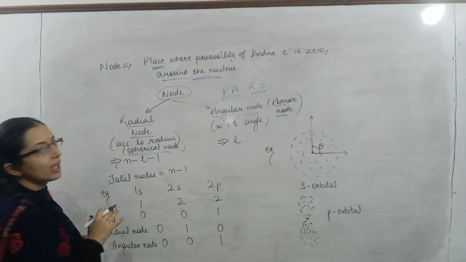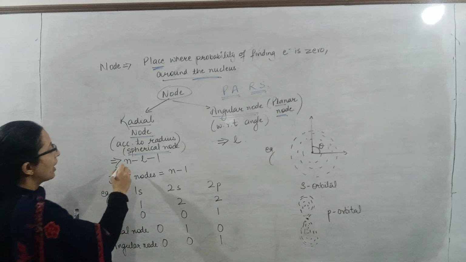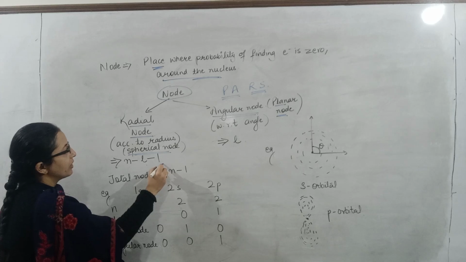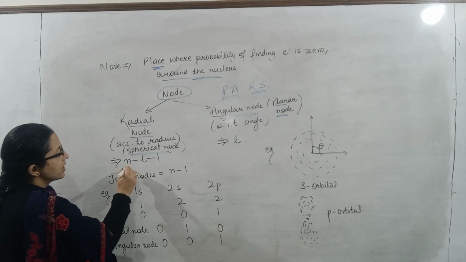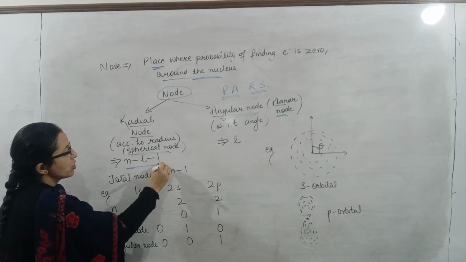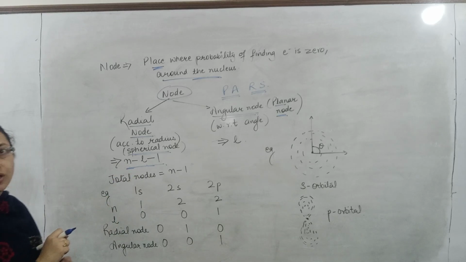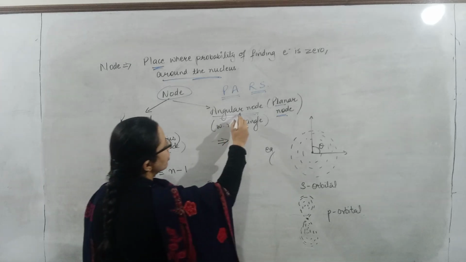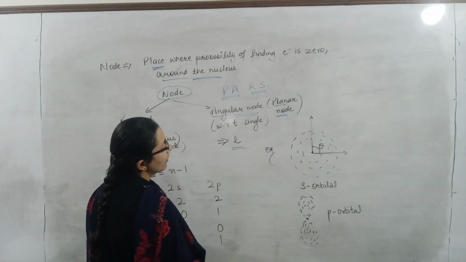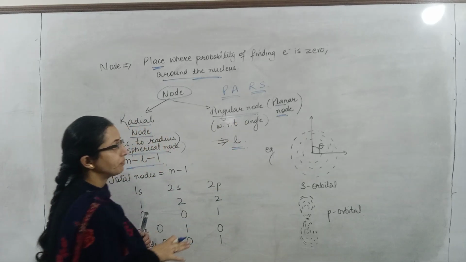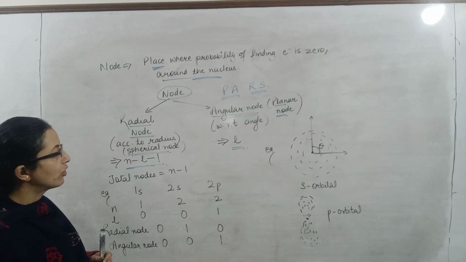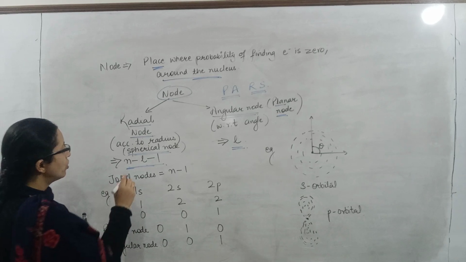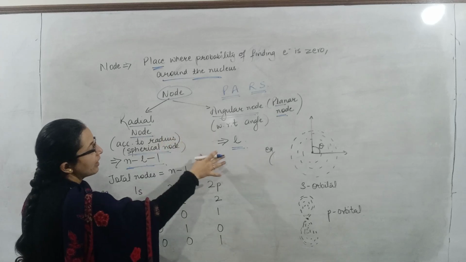Now the formula to calculate radial node is n minus l minus 1. The number of radial nodes is n minus l minus 1. n stands for the main shell and l for the subshell. ठीक है, and angular node is equal to the l value. जो भी l value है उसके equal angular node होगा. And total nodes is the sum of radial and angular.